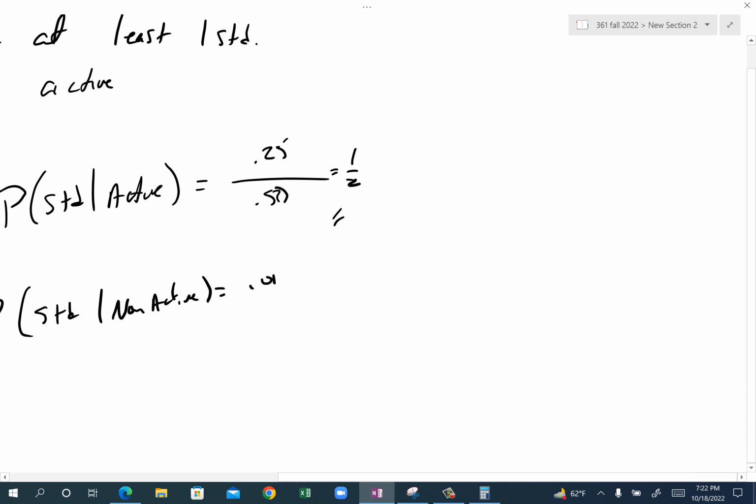Now, look at this right here for a minute. This 25%, what is that? This is the probability that you are active and STD. Well, not you, I'm just saying. And then what had to happen first? Well, on the bottom, it was probability of active only.